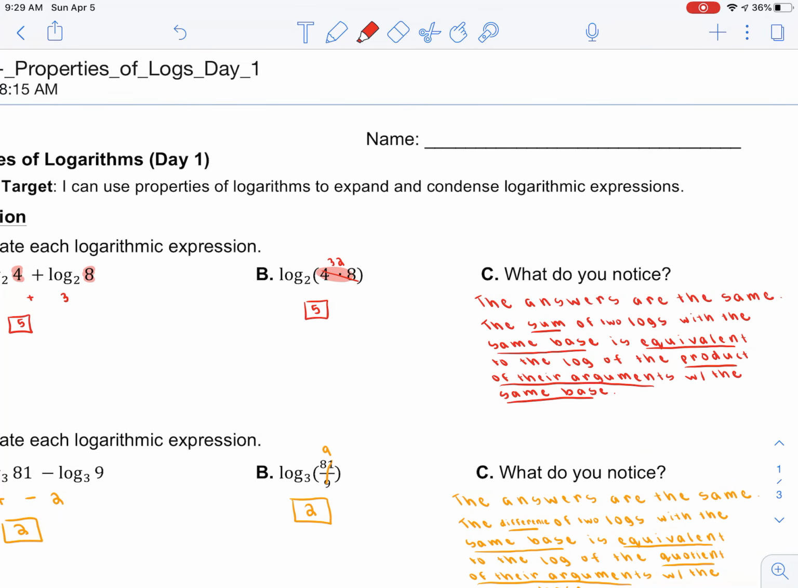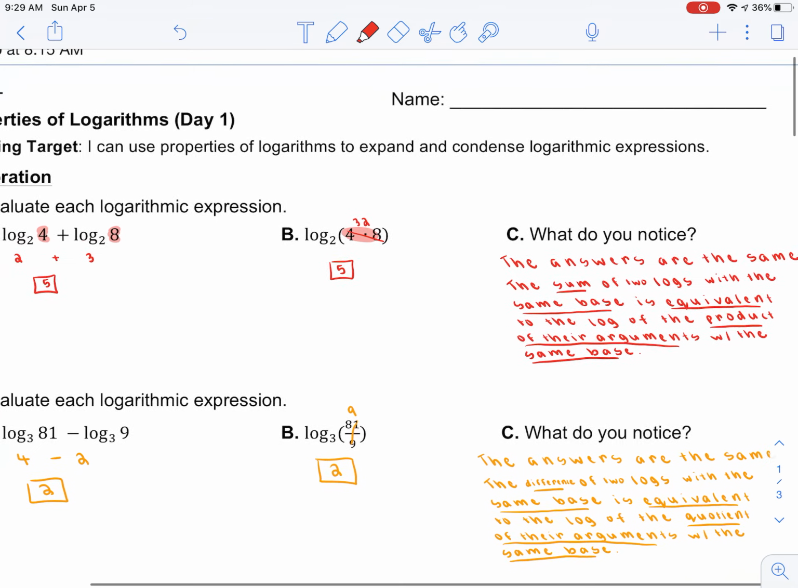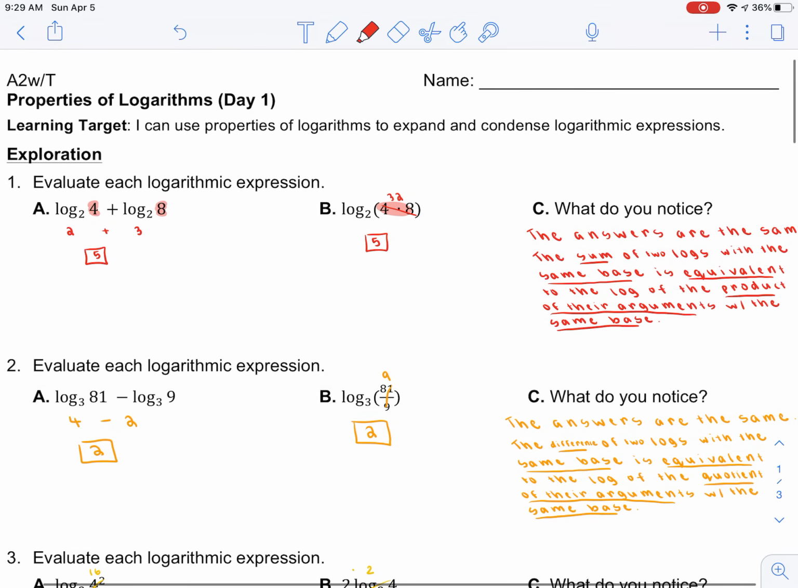So I got really wordy over here, but not only did I say the answers are the same, I said that the sum of two logs with the same base, so that's what was given to us in part A, a sum of two logs that had a base of 2, is equivalent to the log of the product of their arguments with that same base of 2. If that doesn't make sense, don't worry. We will address that in the notes today.